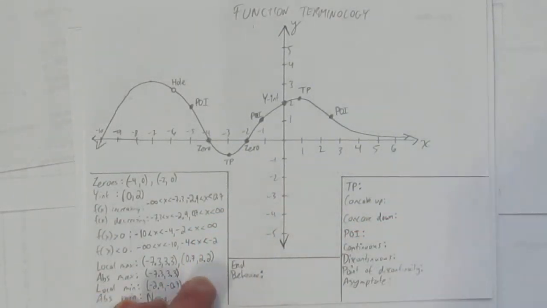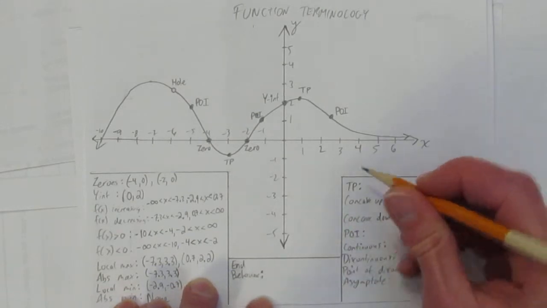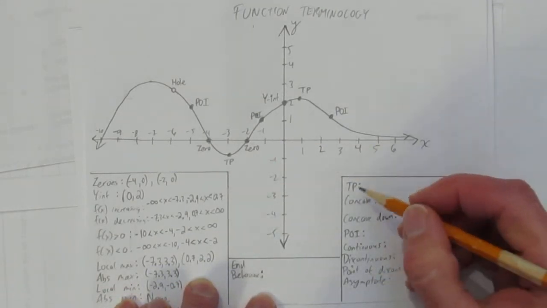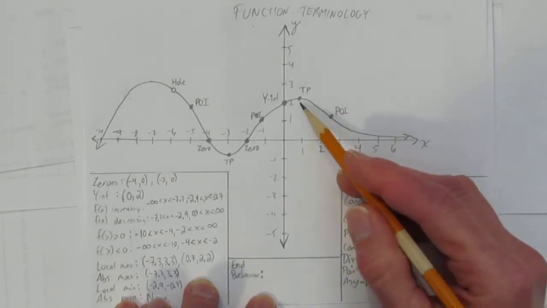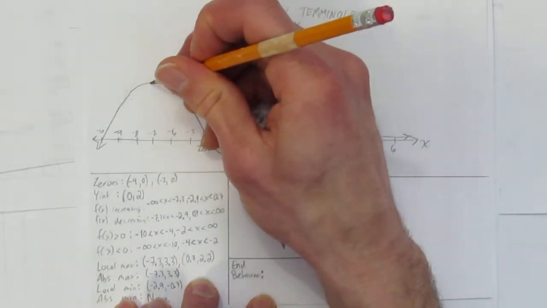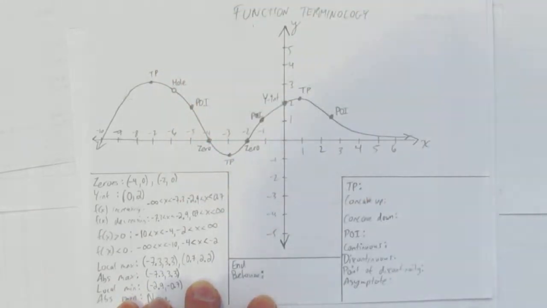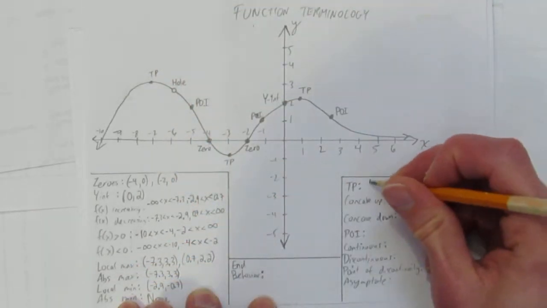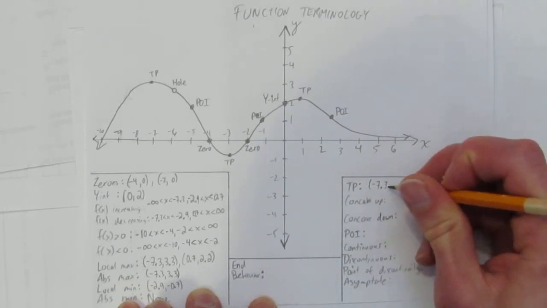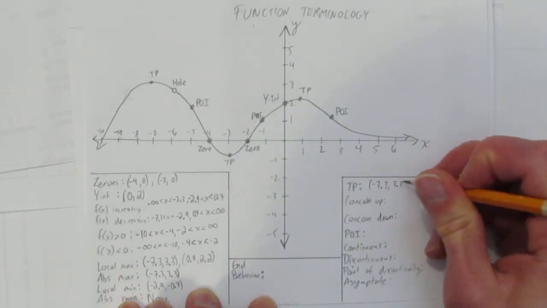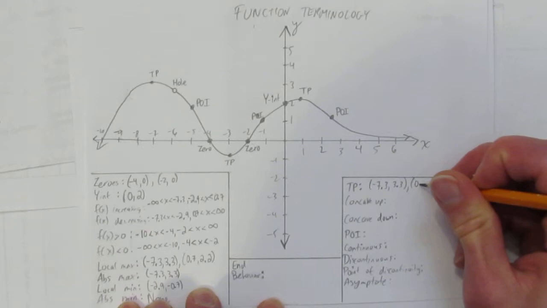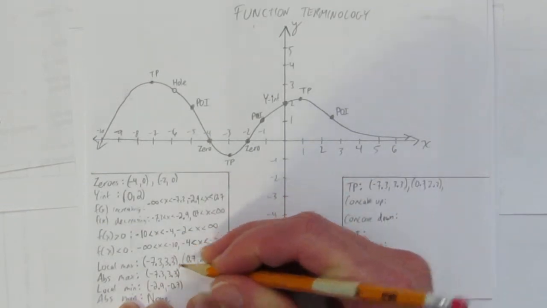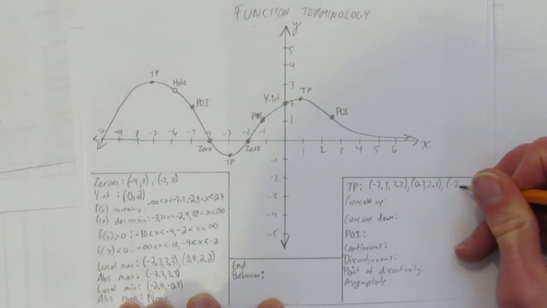I'll come back to end behaviors at the end. I want to go with this other information here. First, the turning points. A note to self: the turning points are always the same as the local mins or the local maxes. So I've already got them listed. Whatever was a local max or a local min, that's where the turning points occur. They're the same thing, except some of the turning points are local maxes, and some are local mins. So I'm just writing down my local maxes and my local mins.